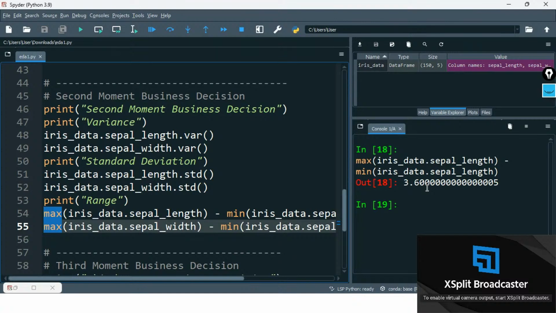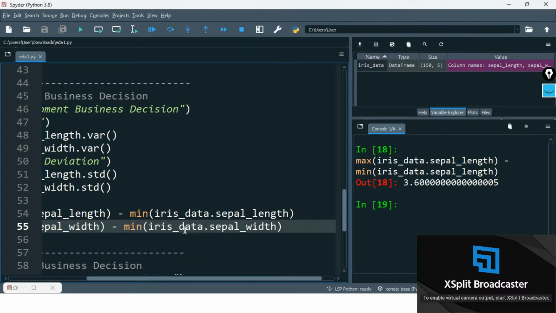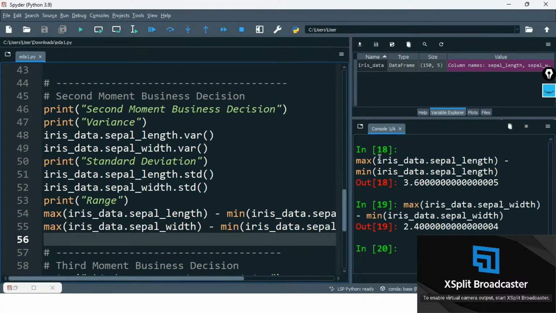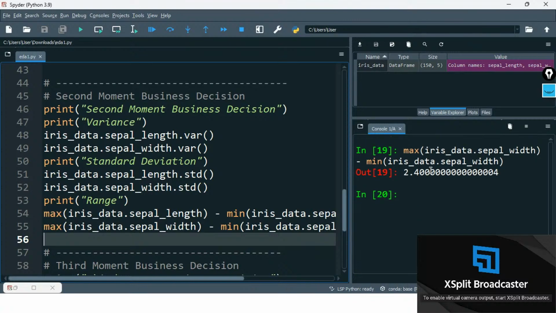So that means this is the range of values present in sepal length column. In the same way, I'll calculate range for sepal width column. Max of sepal width minus min of sepal width. The syntaxes are very simple. 2.4 is the output. So this is the range of sepal width column.